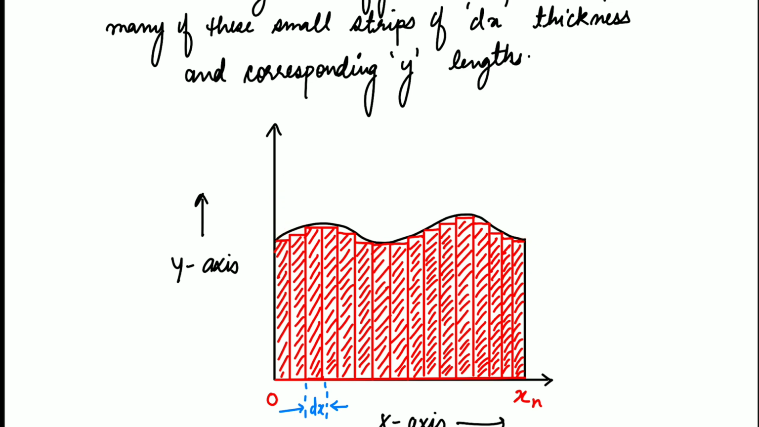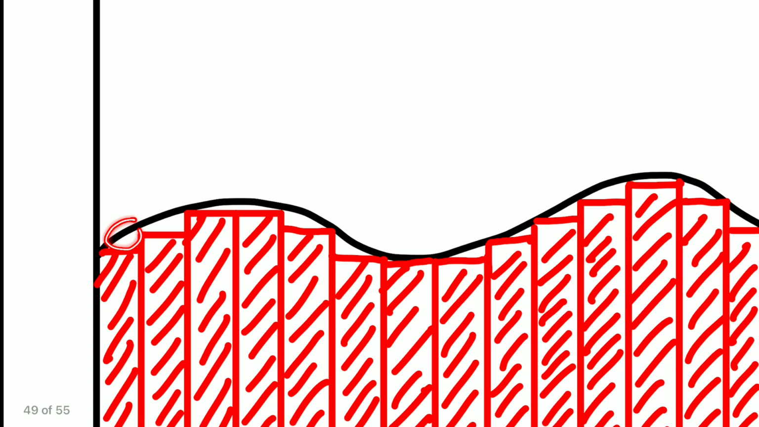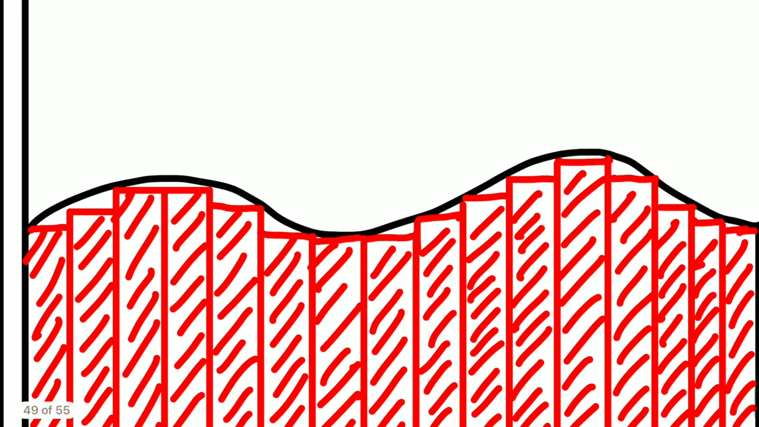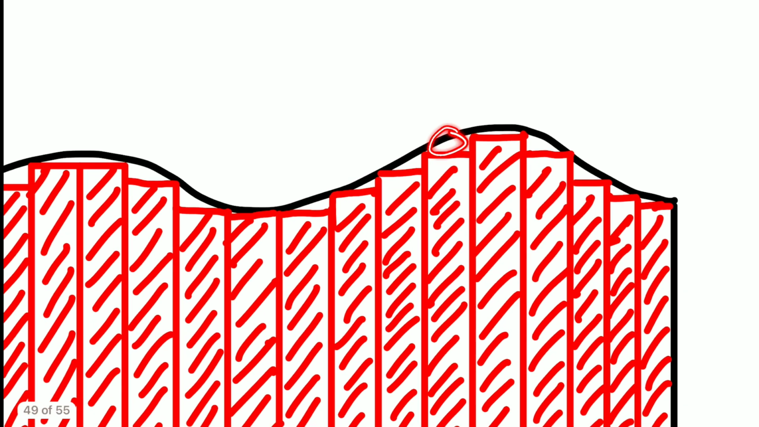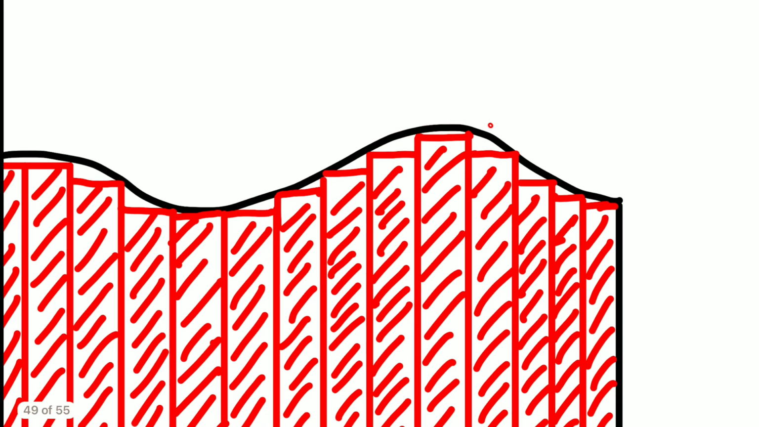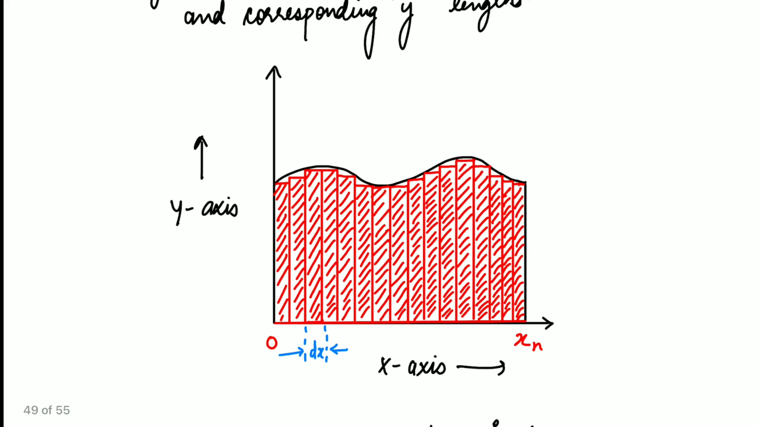Now if you look closely, if I zoom out, you can see that some part of the area is still left out. I'm not getting the actual area under the graph here. There are a lot of loopholes here. Now how can I take away that loophole?